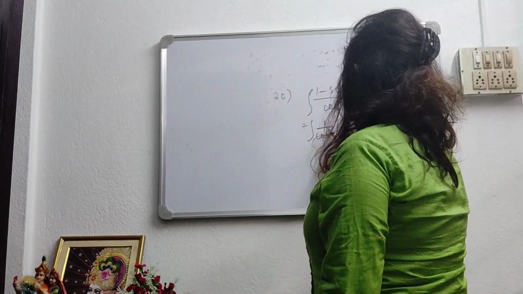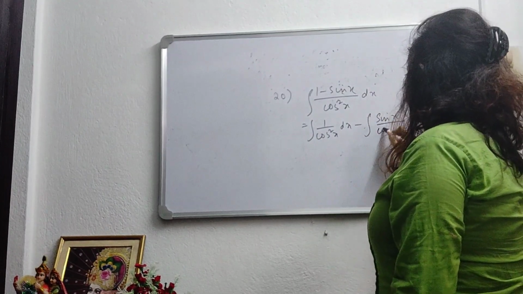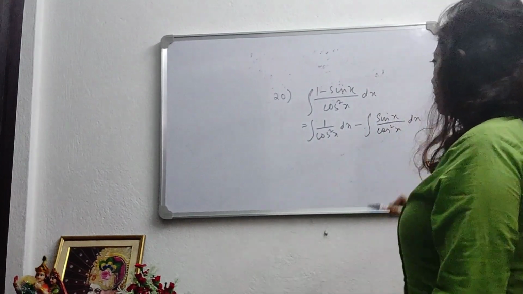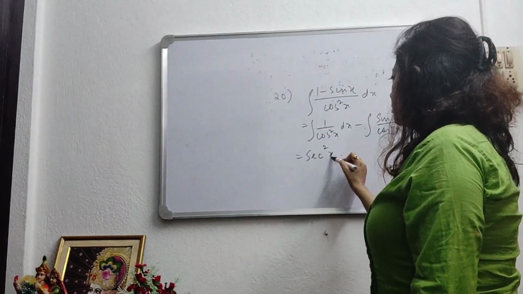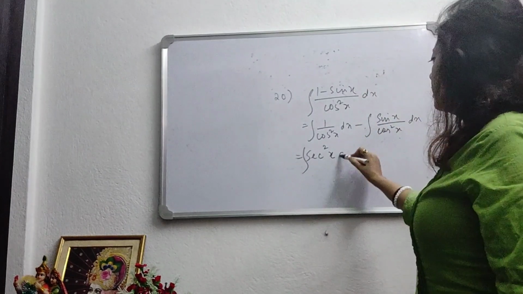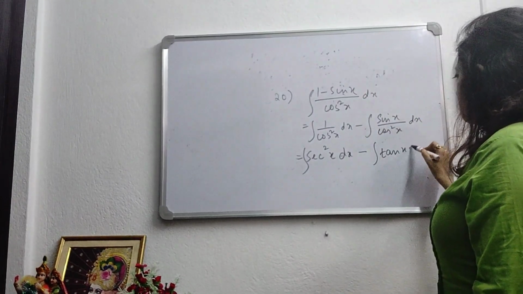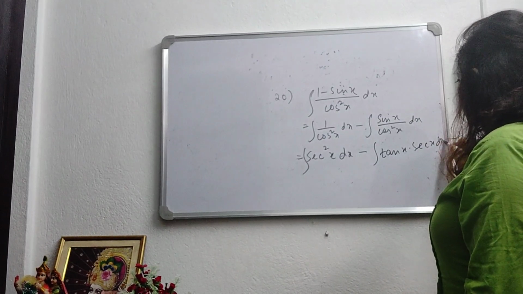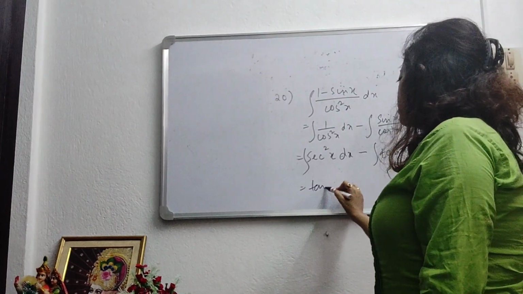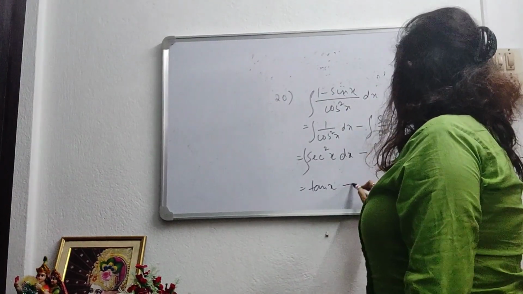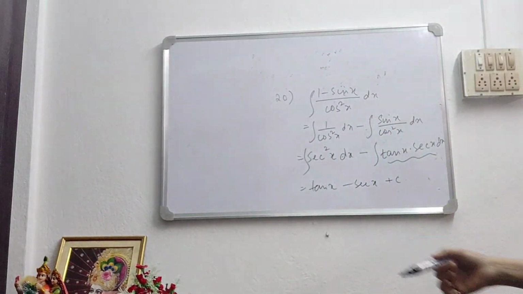Integration of 1 by cos square x dx minus sin x by cos square x dx. Alright, 1 by cos square x is what? Sec square x dx, minus sin x by cos x is tan x and 1 by cos x is sec x. Integration of sec square x will be tan x. Sec x tan x will be sec x plus c. It's as simple as that. It's very simple.